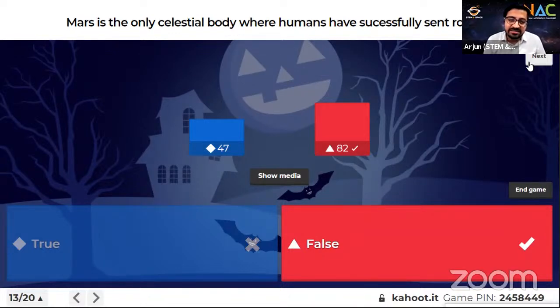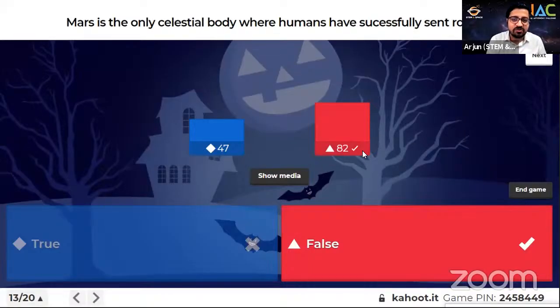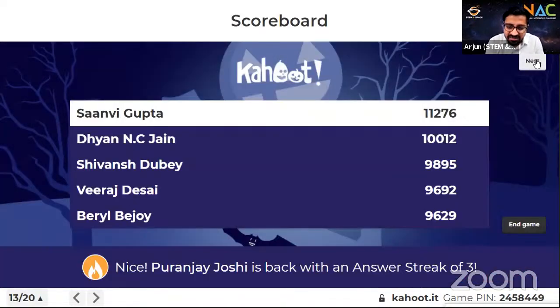Russia started sending rovers on the lunar surface, and they sent the rovers with the name of Luna Code. So Luna Code 1 and Luna Code 2 were the two rovers that Russia sent on the moon's surface, and it stayed there for more than a month. Right. So yes, that is the second place, and this is what makes this statement false. So great job to 82 students who got it correct.